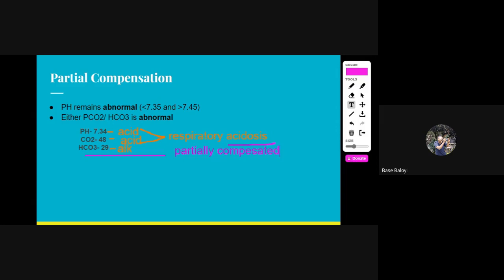So guys, in summary, what I'm trying to tell you is that for us to say that a gas is uncompensated, one gas must be normal. For us to say that a gas is partially compensated, everything is abnormal. Everything must be abnormal. Remember, this is NCLEX, right? So you need to understand this. Sometimes you just need to put 2 and 2 together very, very quickly. Quick recap: uncompensated, one gas is normal. Partially compensated, everything is abnormal.